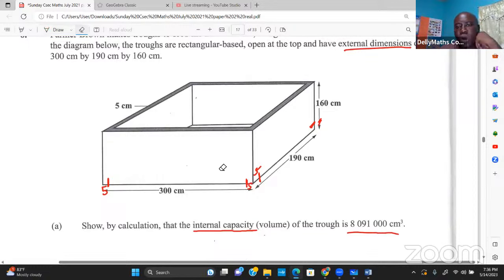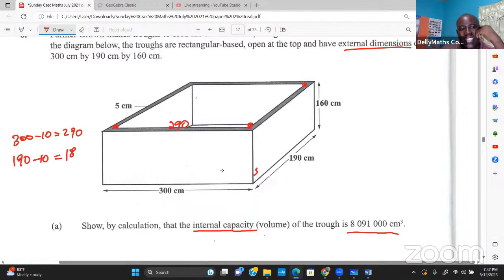So what we want to do is understand the measurements that we're going to be having. On the inside, guys, this is going to be 290, because it's the 300 minus 10, which is 5 from both sides, 290. So that is from right here to right here, inside. And from right here to right here is going to be 190 minus 10, which is 180, right? So this would have been the length of the inside. This would have been the width of the inside, right?